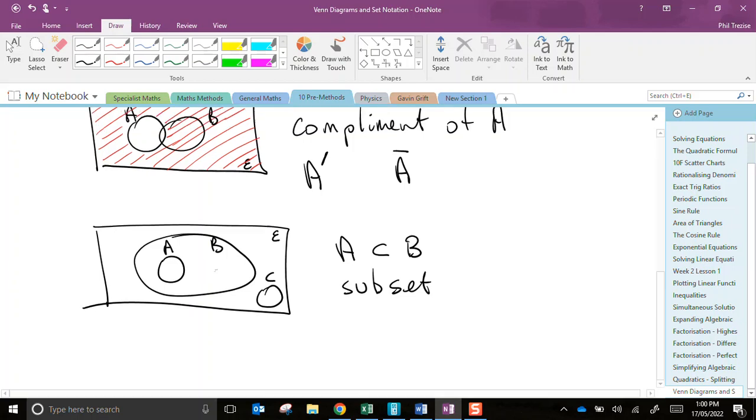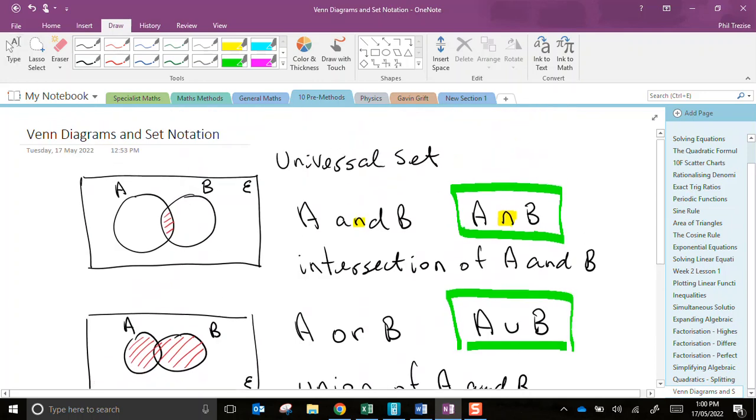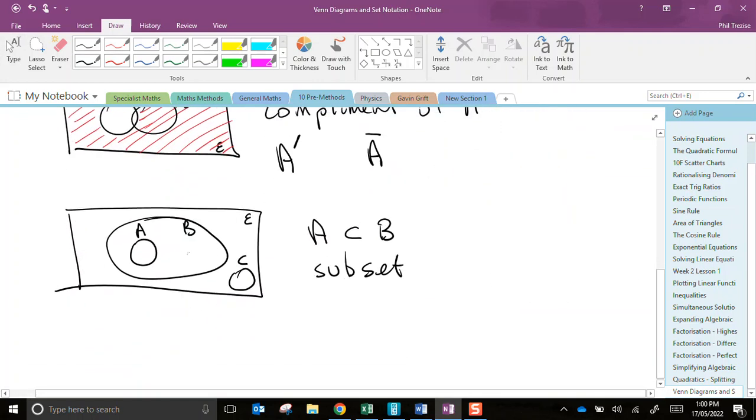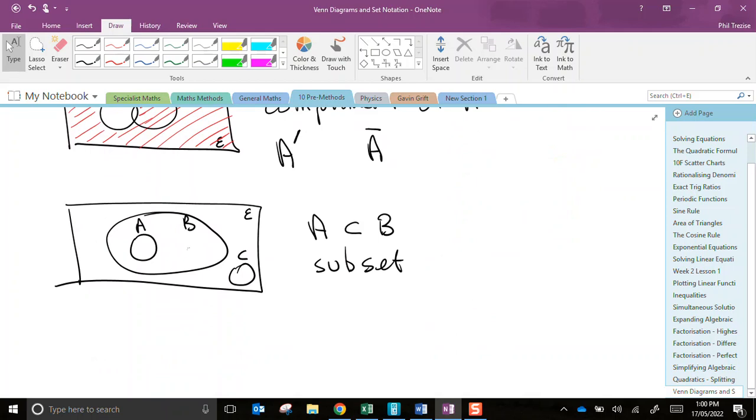That's just another phrase. That's probably about enough for a quick review of Venn diagrams and set notation.